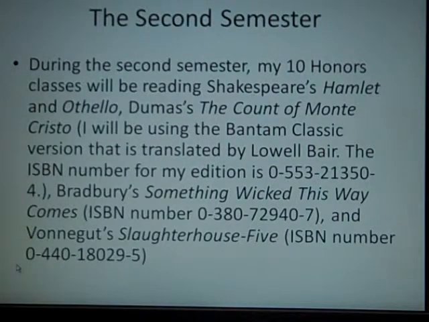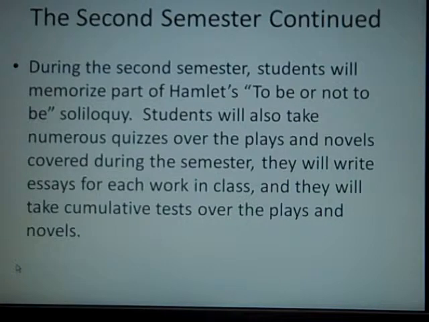During the second semester, we read 5 works: Hamlet, Othello, The Count of Monte Cristo, Something Wicked This Way Comes, and Slaughterhouse-Five. During that time, students will memorize Hamlet's To Be or Not to Be soliloquy. They will also take numerous quizzes over the plays and novels, and they will write essays for each work in class. And finally, they will take cumulative tests over the books and plays.